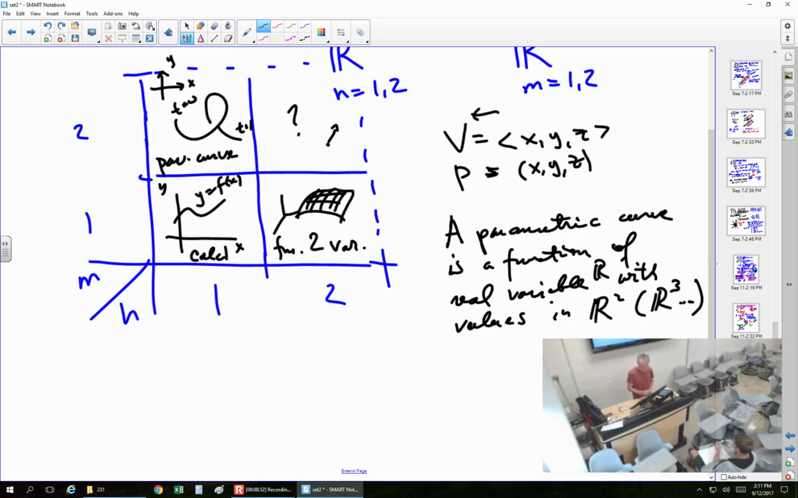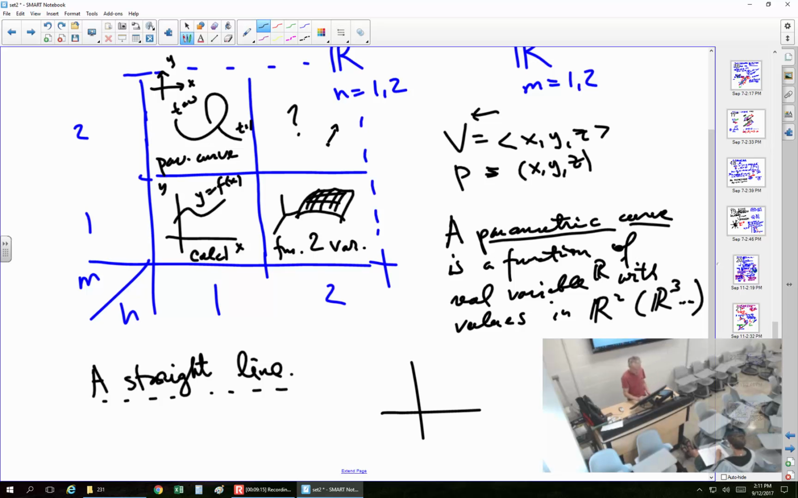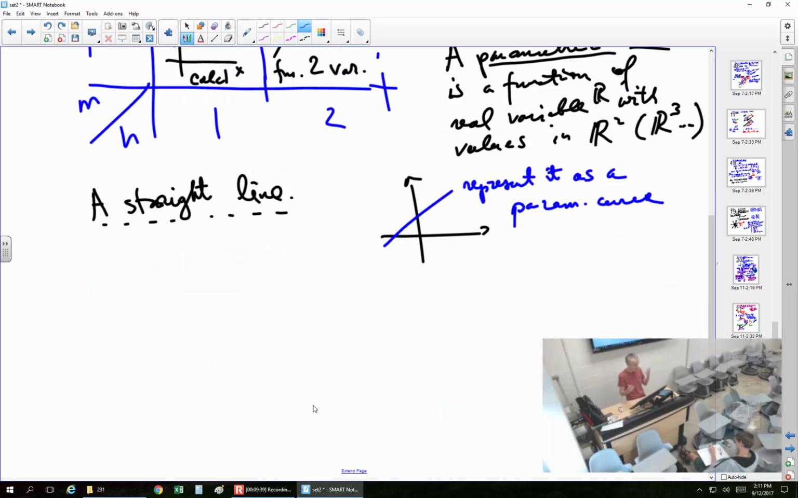So what's the simplest curve? No, there's a simple one. A line, yes, a straight line. A straight line is the simplest one, and that's what we want to represent. So on the xy plane, we take a line, and we want to represent it as a parameter curve. Okay, there is nothing new about that. In fact, it is very familiar because we already have 2 ways to represent them.